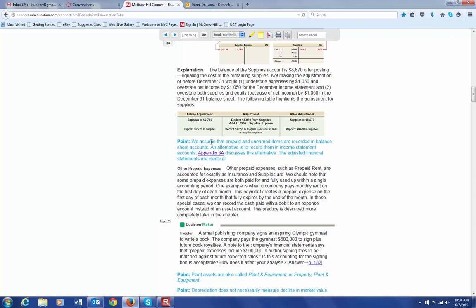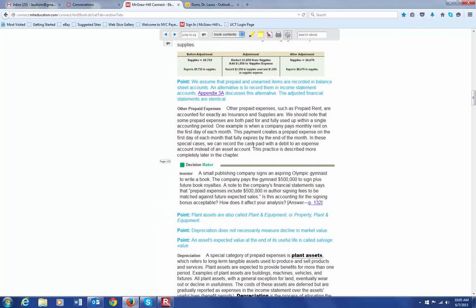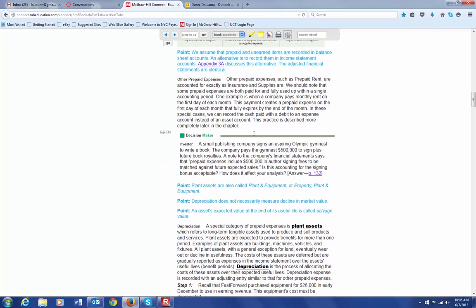All right, at this point, let's assume that these things are going to be done in your balance sheet accounts. This explains an alternative way of doing it, but right now let's just talk about how to go about doing these adjustments, and then they would be posted to your balance sheet account. Okay, there could be other prepaid expenses. We've just talked about supplies and insurance, but as we've already said, there could be prepaid rent as well. You would do those exactly the same way as the two that we just walked through.